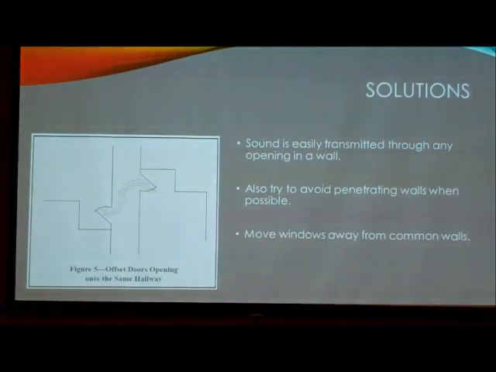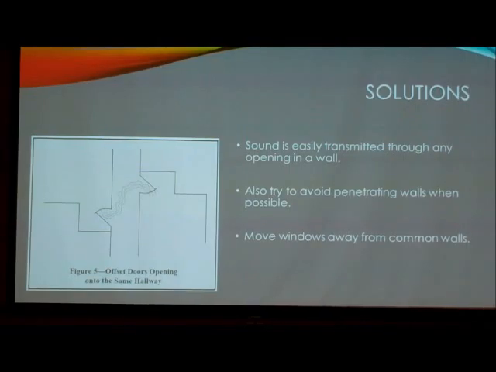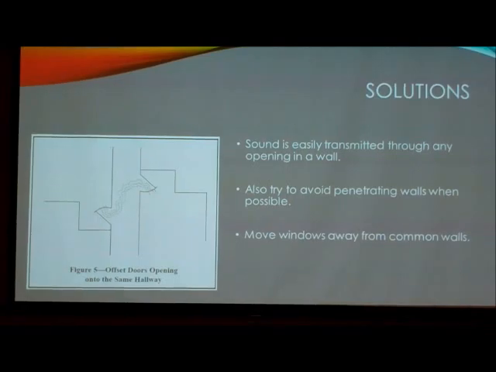Here are some solutions. Get excited. Okay, so sound is easily transmitted through any openings. So offsetting doors and hallways is a good way to kind of reduce the noise. And then trying to avoid penetrating walls, like our nice windows over there would be a good place to start. And then moving windows away from common walls on the exterior of the building. So if you have a common wall between 2 classrooms, you want to move those windows as far away from that wall as possible to help stop reverberation down the wall.